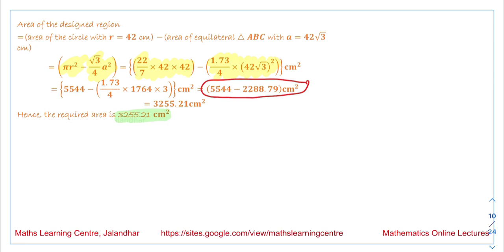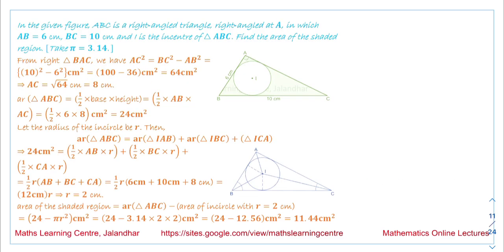Now next we have, in the given figure, ABC is a right angled triangle, right angled at A, in which AB is equal to 6 centimeter. BC is given to be 10 centimeter, and I is the incenter of triangle ABC. That is, it is the center of the circle which is inside this triangle and touches all the three sides. So find the area of the shaded region.